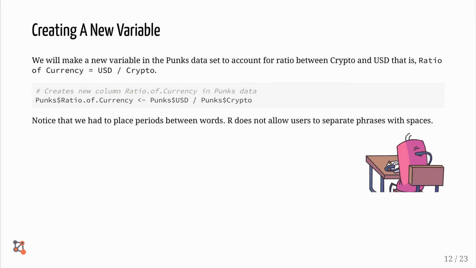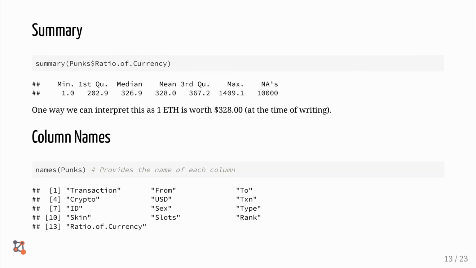Next, we will look at creating a new variable. We will make a new variable in the punks dataset to account for the ratio between crypto and USD. That is, ratio of currency is equal to USD divided by crypto. Notice when creating a variable, we must place periods between each word. R does not allow users to separate phrases with spaces. Using the summary command, we can see the results of the punks ratio of currency variable. Using the names command, we can see that the ratio of currency has been added to the columns.